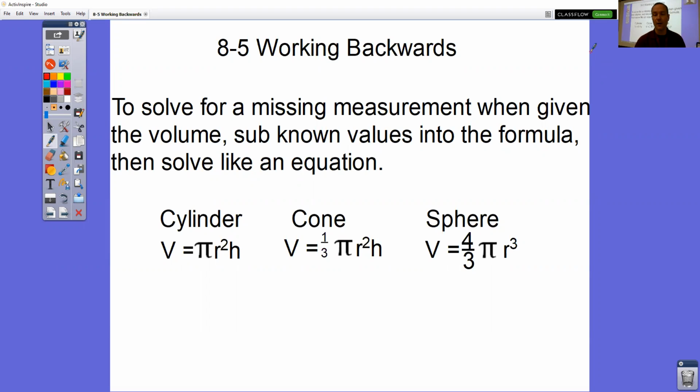So to solve for a missing measurement when given the volume, you have to sub known values into the formula, then solve it like a normal equation. For a cylinder, we have to use the cylinder formula, volume equals pi r squared h. For a cone, we use the cone formula, volume equals 1/3 pi r squared h. And for a sphere, we use the sphere formula, 4/3 pi r cubed.